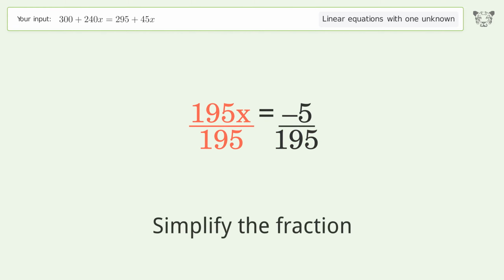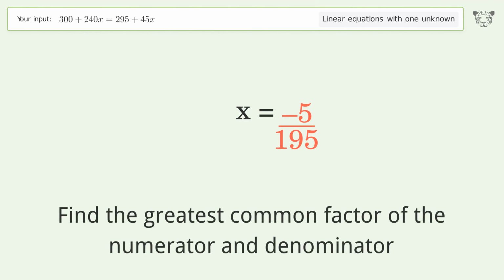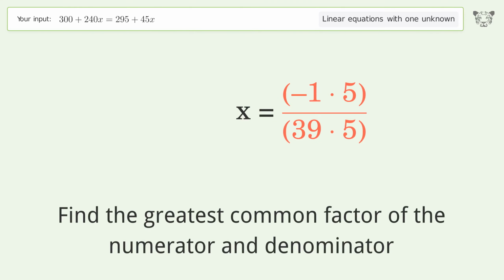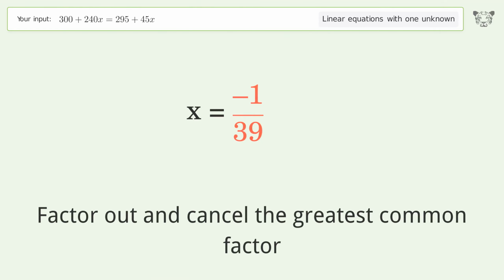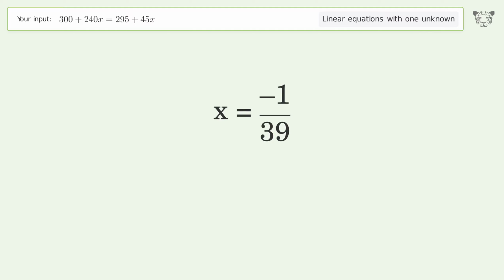Simplify the fraction. Find the greatest common factor of the numerator and denominator. Factor out and cancel the greatest common factor. And so the final result is x equals -1/39.